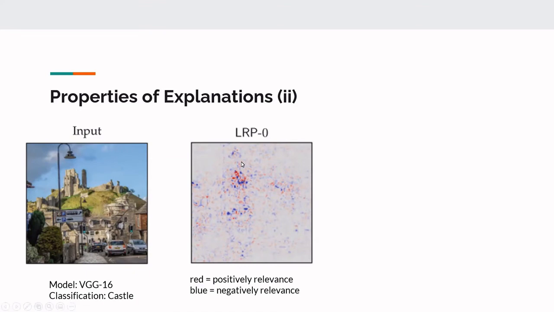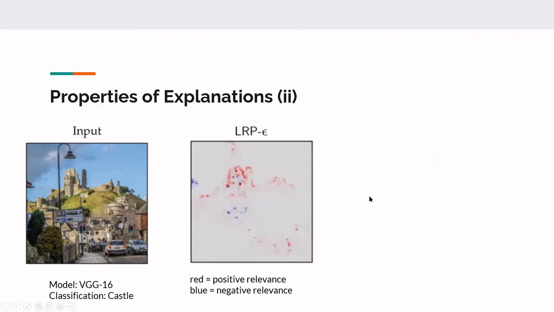And we have the red dots as positive relevance to the classification of a castle, and the blue is negative relevance. So this explanation is really complex, and it's very hard for us as humans to comprehend it. So it lacks understandability. Also, because the explanation fails to focus on the castle in the background, it also lacks fidelity.